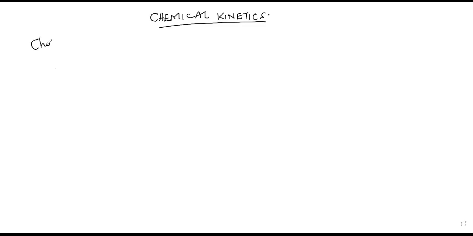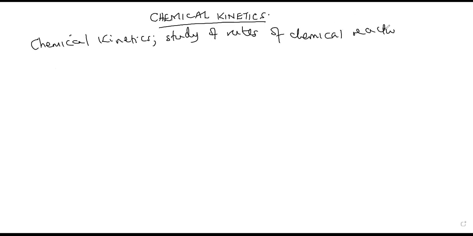In other words, the main important statements: we are looking at chemical kinetics, which we have said is the study of rates of the chemical reactions and the factors affecting them. Factors that affect the rates of reaction. Factors affecting those rates of chemical reactions.